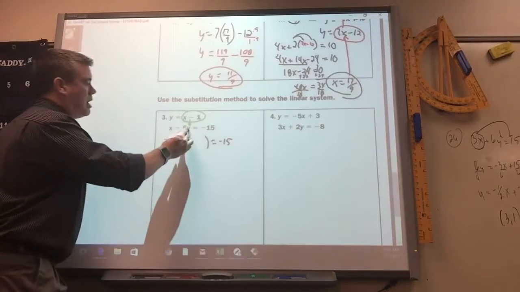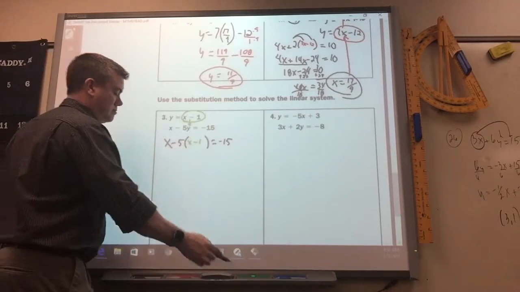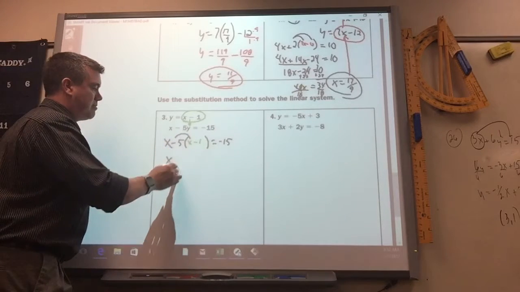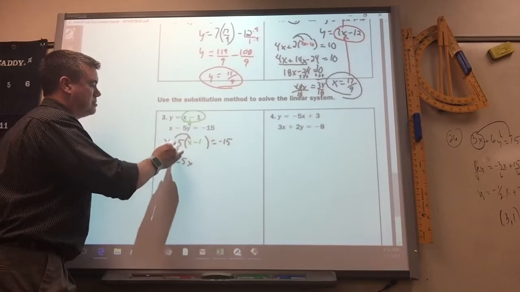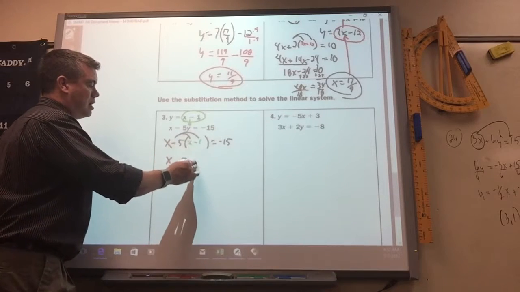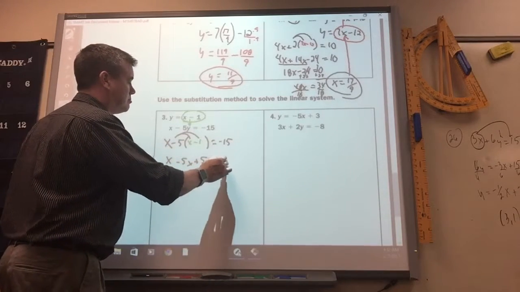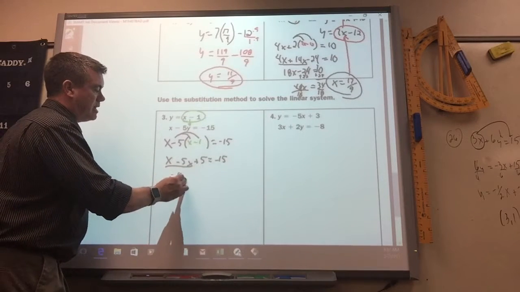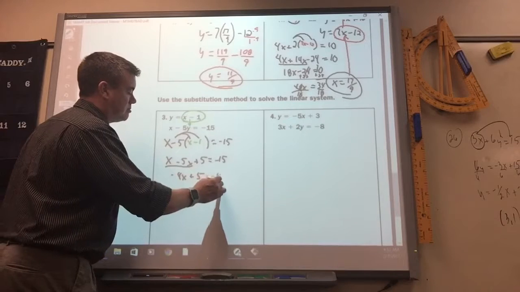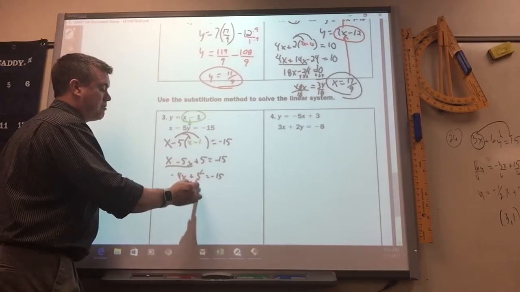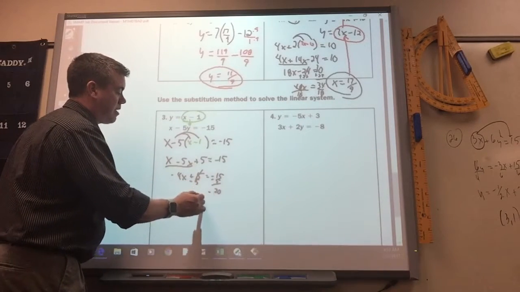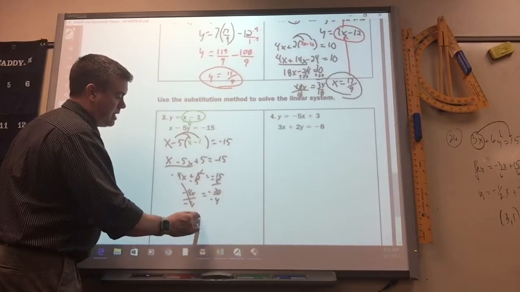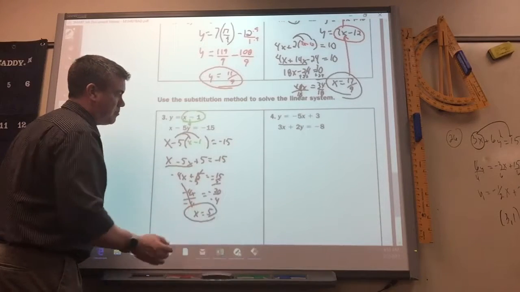In place of the y, I put an x minus 1. And then you solve it. Negative 5 times x is negative 5x. Negative 5 times negative 1 is positive 5. So I can combine these two. x minus 5x is negative 4x. So subtract 5. Divide by negative 4. And I get 5 for my x.